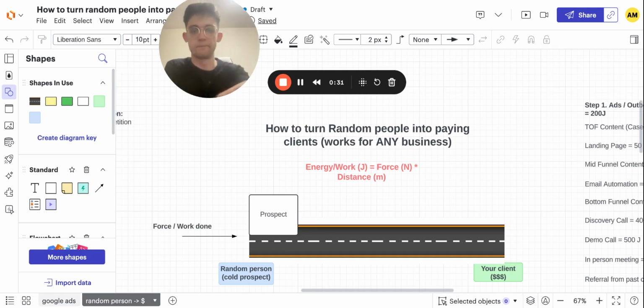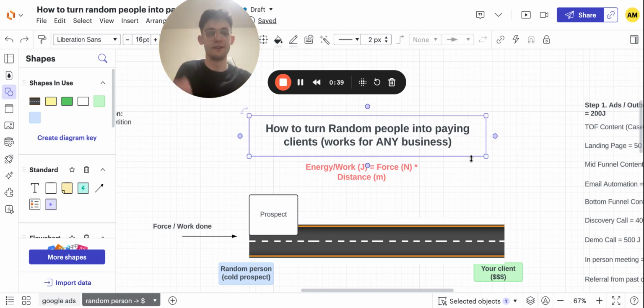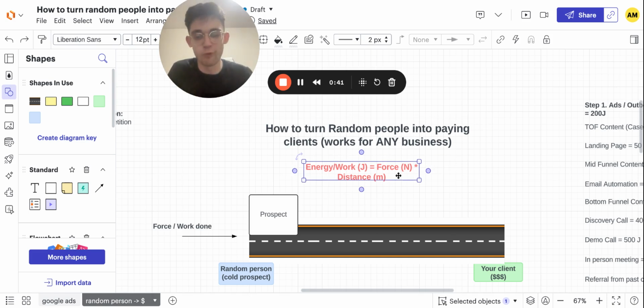Let's not waste any time. First thing we need to consider, I don't know if you guys paid any attention in science class or physics class, but we have this formula right here. Work equals force times distance. It's one of the basic formulas of physics. It's called calculated work. So work equals force times distance.